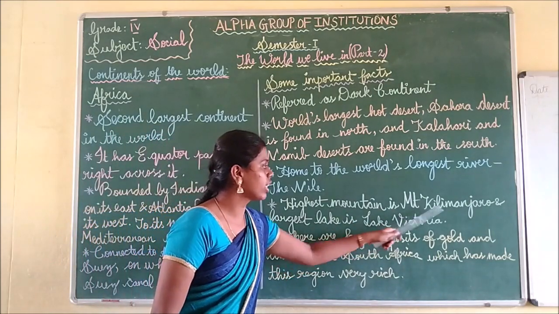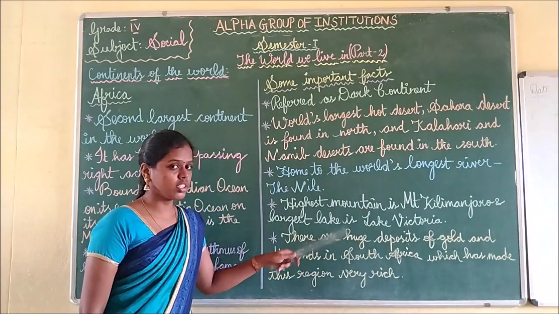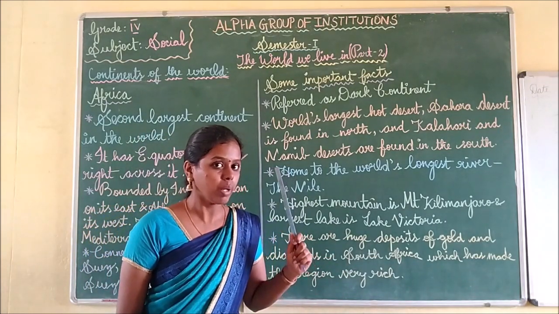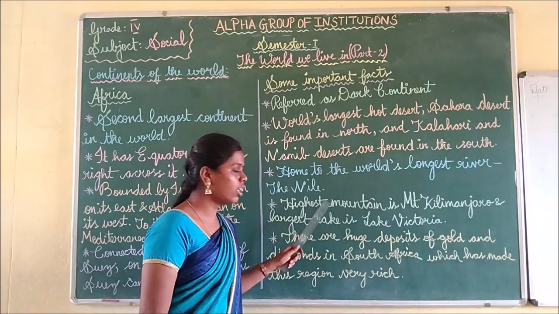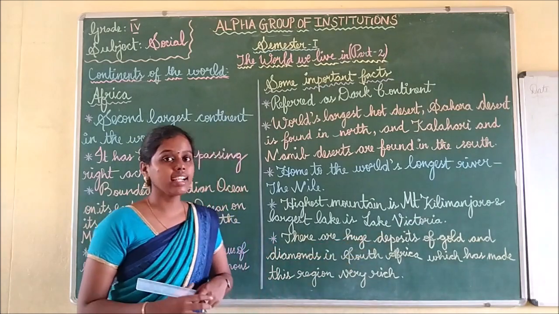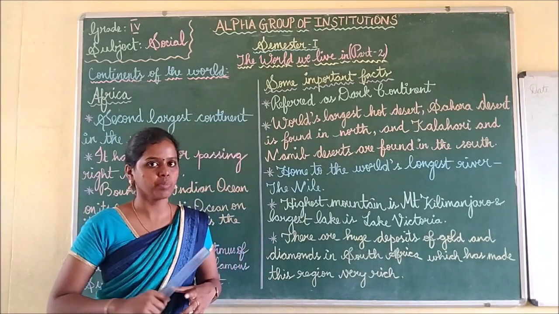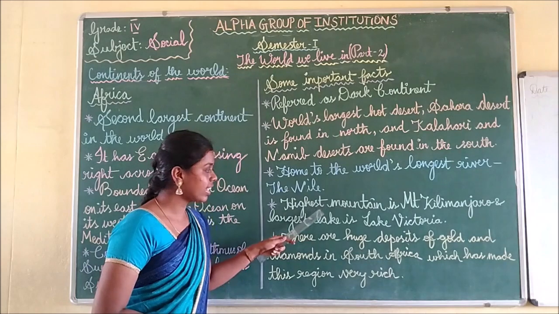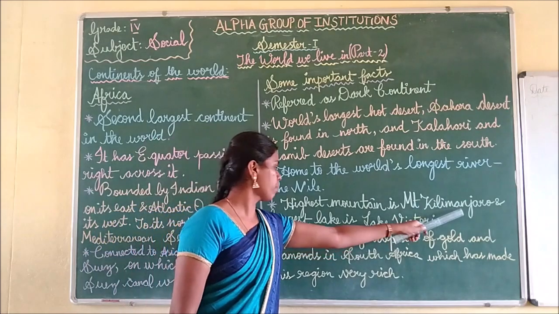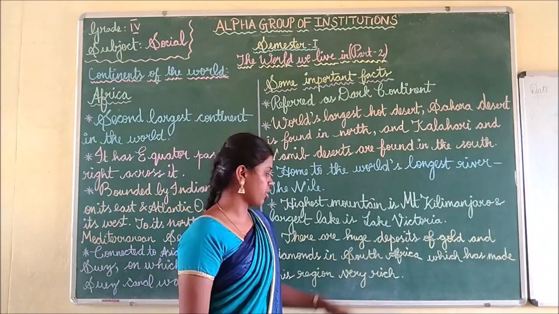Highest mountain is Mount Kilimanjaro and largest lake is Lake Victoria. See, there are 2 points here: highest mountain peak and largest lake. We saw highest mountain peak, Mount Everest in Asia, and here the highest mountain peak in Africa is Kilimanjaro. Okay, highest mountain peak in Asia is Mount Everest, and it is the world's highest mountain peak. But here the highest mountain peak in Africa, not in the world, is Mount Kilimanjaro, and the largest lake in Africa is Lake Victoria.